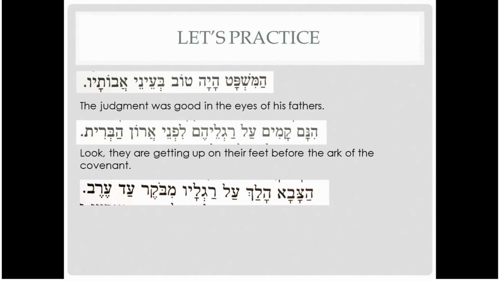So from morning until erev, evening. Let's put all of that together. Hatzava halach al raglav miboker ad erev. The army walked on its feet from morning until evening. So they had a long march. And of course, the key thing that we're trying to emphasize here is the raglav. This is from the word for feet, and the yod next to the lamed tells us that it is plural. And then the vav tells us that this is a third masculine singular pronoun referring back to tzava, the army.